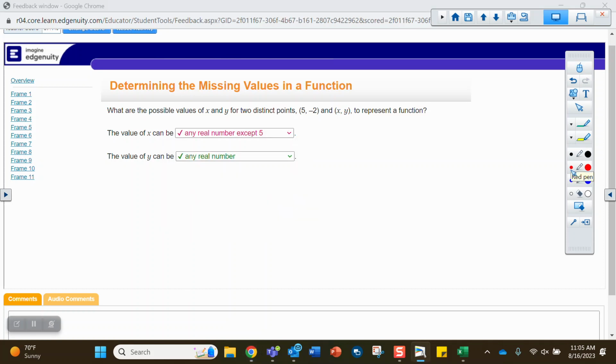So it asks possible x and y for 2 distinct points. What are possible values of x and y? So here's the thing we have to remember. If it's going to be a function, the x's cannot repeat. So this x can be anything except 5, because if it were a 5, then it would repeat. And the y's, we don't care if the y's repeat. So y can be anything. When you're talking about if it's a function or not, x is where your focus should be.